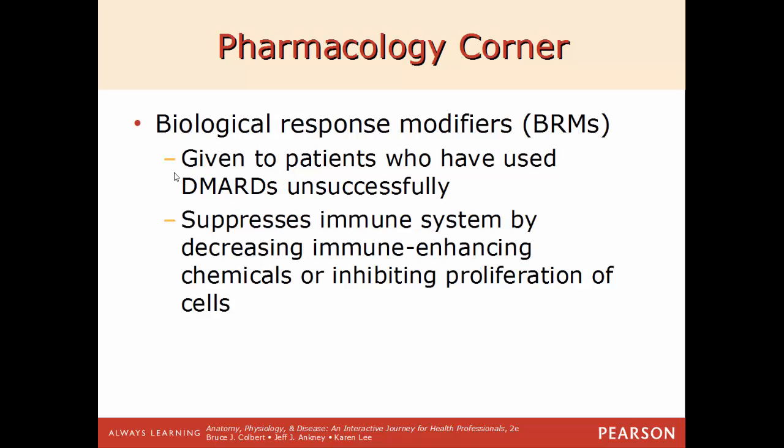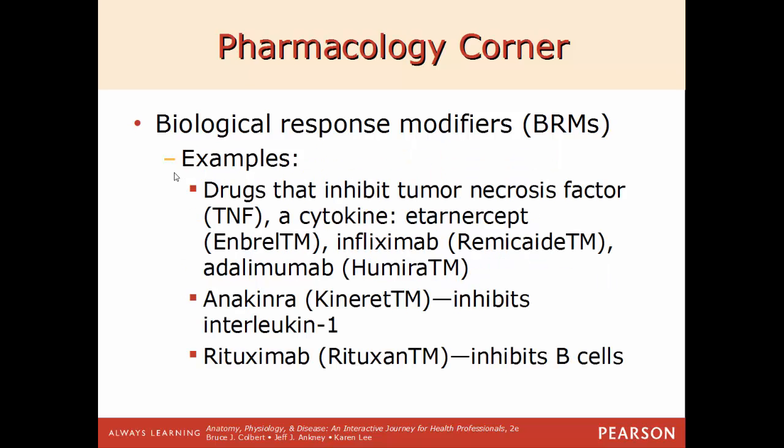All right, next kind: BRMs, the biological response modifiers. These are given to patients where the DMARDs haven't worked in the past. And these work by suppressing the immune system, by decreasing the immune-enhancing chemicals, or by inhibiting proliferation of cells. Some examples of this: drugs that would inhibit TNF, the tumor necrosis factor, which is a cytokine. Humira is a trademark name. Remicade is another trademark name drug. Enbrel. Rituxan will inhibit B cells. These are all trademark brand names of these types of BRMs.